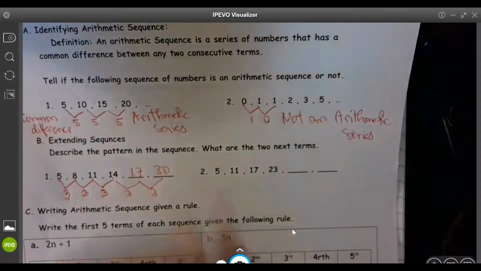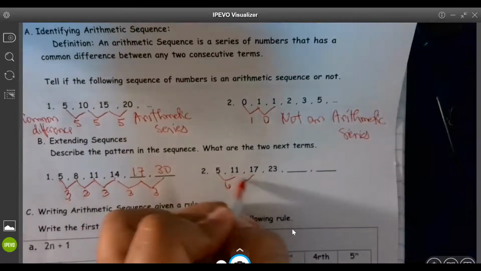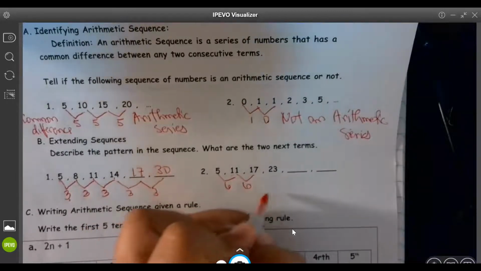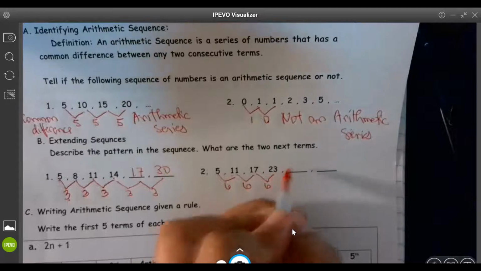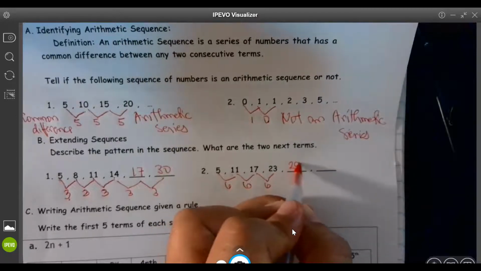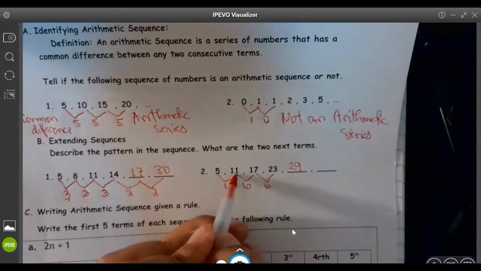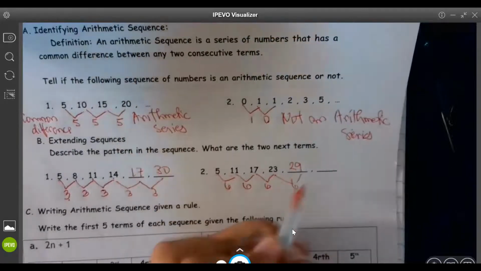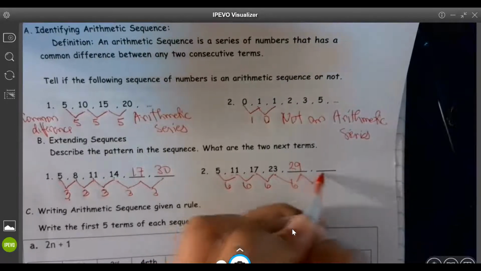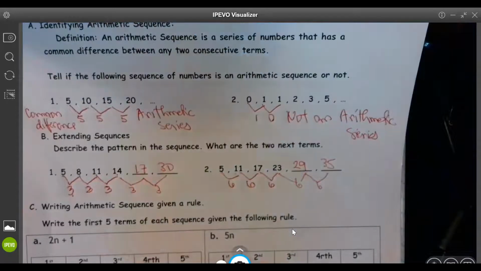Number 2, the pattern is 11 minus 5 is 6. 17 minus 11 is 6. So the next term will be 29, because the pattern is add 6. 5 plus 6 is 11, plus 6 is 17, plus 6 is 23. So plus 6, that will be 29. And then plus 6 again, this will be 35. So knowing the pattern, you can extend a sequence of numbers.